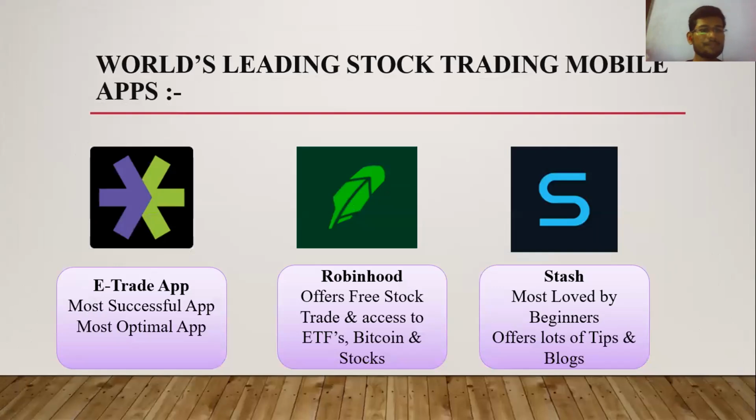Now, these are the world's leading stock trading mobile applications. So first one is the E-Trade app, which was the most successful app throughout the globe, and it is considered the most optimal app for the stock exchange. Then the second one is Robinhood, which offers free stock trades and access to ETFs, Bitcoin, and various stocks. So this is also an app which is used worldwide.